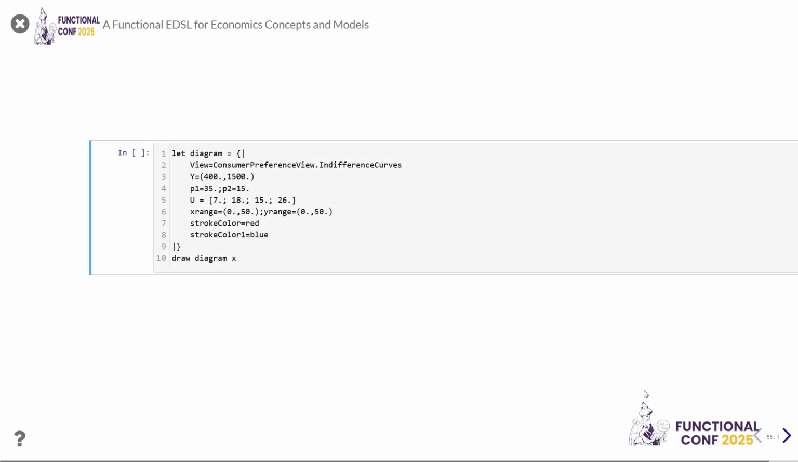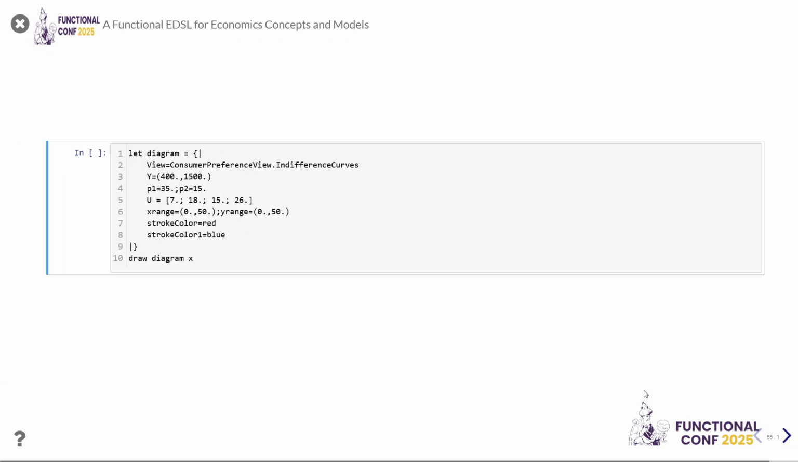Okay, and so we're just going to look at visualization. When we want to visualize a model, again using the high-level API, we're just setting properties. Here, what we want to see are what are called indifference curves. So we set the different properties. We set our income as Y, between 400 and 1500, and we set our prices. We set our utility levels in this range. So we're going to draw this.